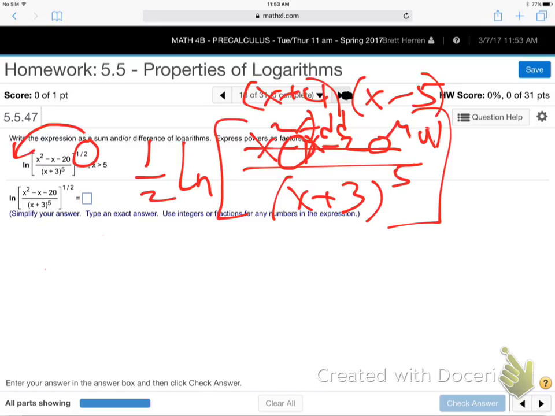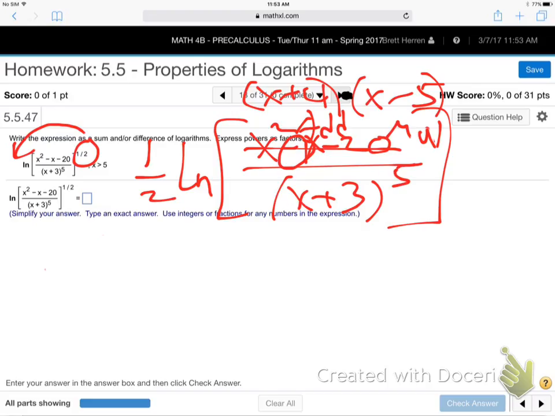The half that's in the front right now, when I break this one log into 3 logs, that's what I'm going to do. Because there's 2 things on the top, an x plus 4 times an x minus 5, divided by the x plus 3 to the 5th power on the bottom. So it's going to break into 3 logs. The 2 things multiplied on the top will become added logs. The thing divided on the bottom will become a subtracted log, because dividing becomes subtraction and multiplying becomes added.